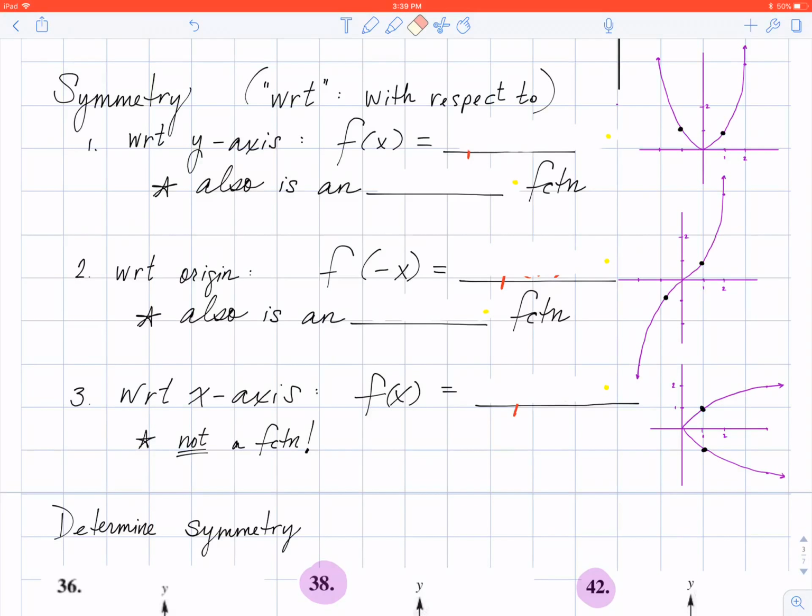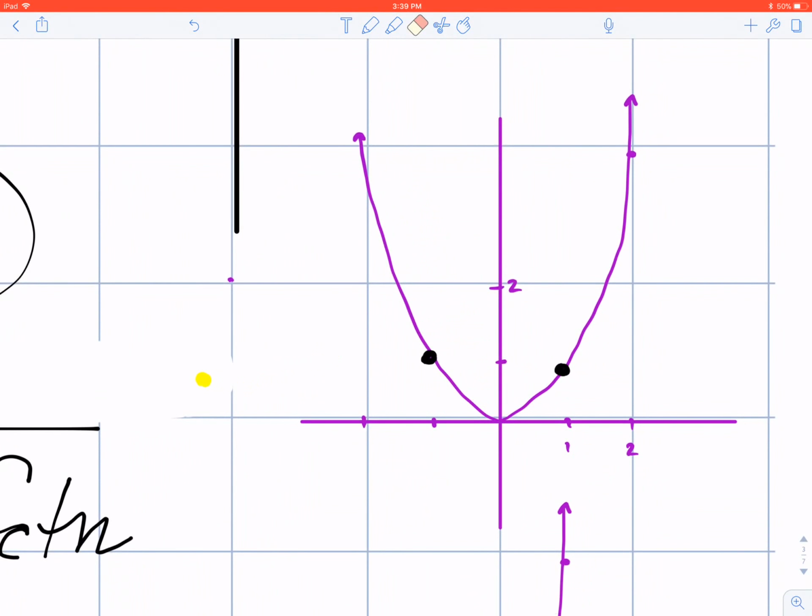But for now, let's talk about symmetry with respect to the y-axis. If you'll notice over here, I've drawn a picture of our squaring function, our squaring parent, and this has symmetry with respect to the y-axis because the y-axis is the piece of the graph that acts like the mirror. The parent is the same on both sides of the y-axis, so the y-axis is my mirror image.